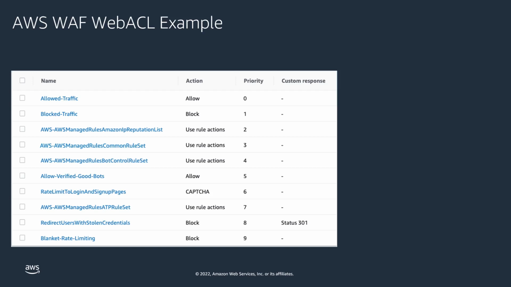Now that we've seen example architecture patterns where WAF is used, let's take a look at a typical WebACL configuration. Please understand that this configuration you see on the screen by no means is the best way to configure rules for your specific application. I'm using this configuration as an example to demonstrate how different rules can be used together.